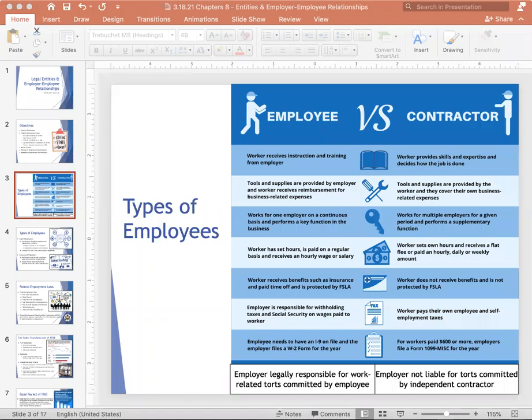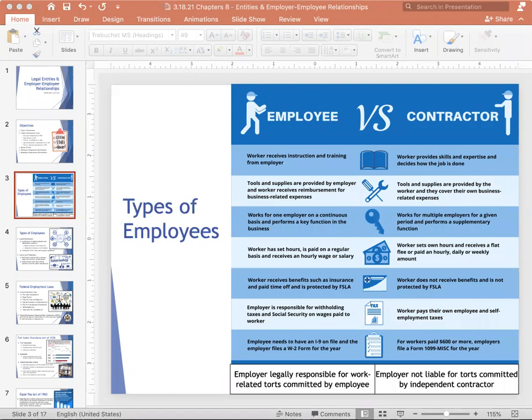When comparing liability for a regular employee versus an independent contractor, there's this legal concept called vicarious liability that comes into play. Generally speaking, an employer is legally responsible for all work-related torts committed by an employee. So there is liability when you're engaged with regular employees. However, there's less liability when you are engaged with independent contractors. An employer is not liable for the torts of independent contractors.